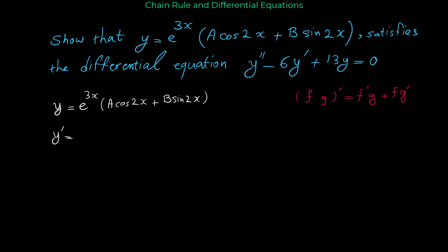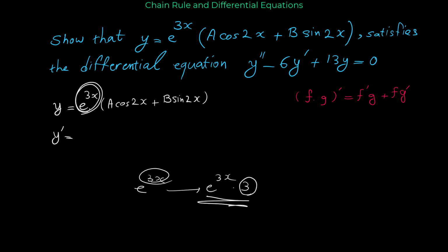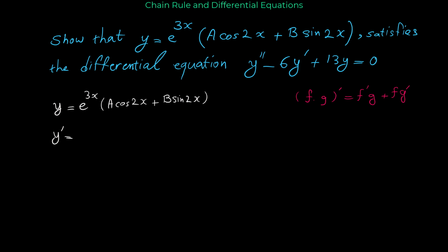So y prime equals, take the derivative of the first function, the derivative of e to the 3x. The derivative of e to the 3x is itself times the derivative of the exponent, 3. So the derivative of e to the 3x is 3e to the 3x. It's better to write this 3 in front here. So the derivative of the first function is 3e to the 3x.